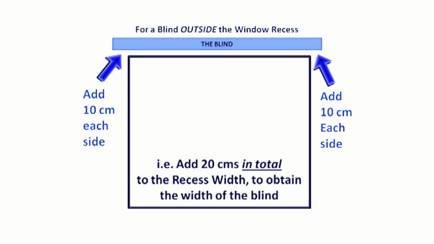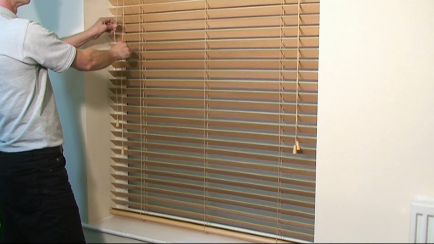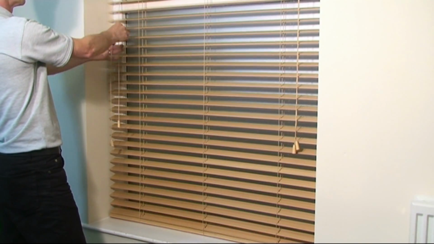We would recommend a minimum overlap of 10 centimeters each side and the same for above and below. Again, always look for any obstructions. Once you have added the allowances, you have your exact blind sizes.